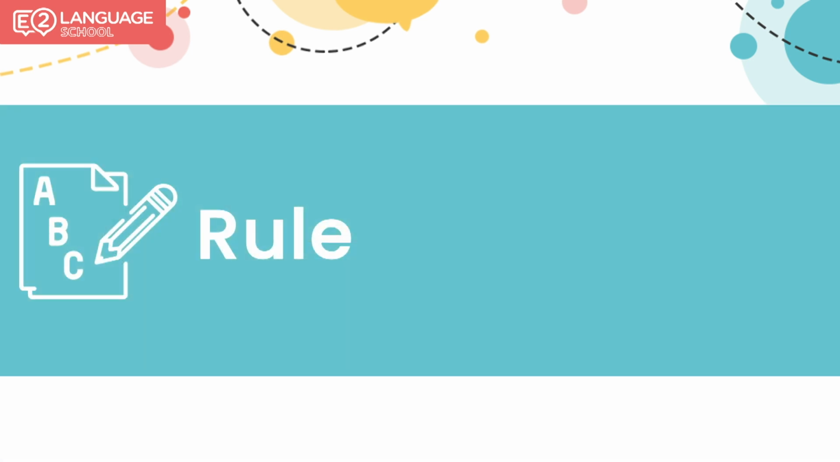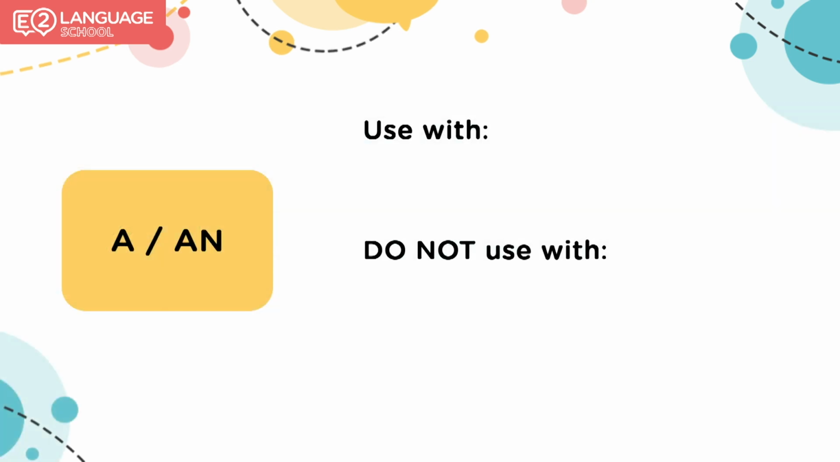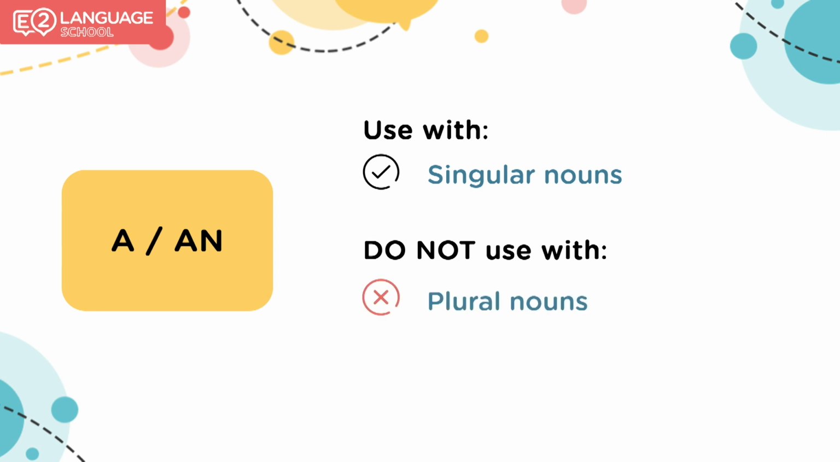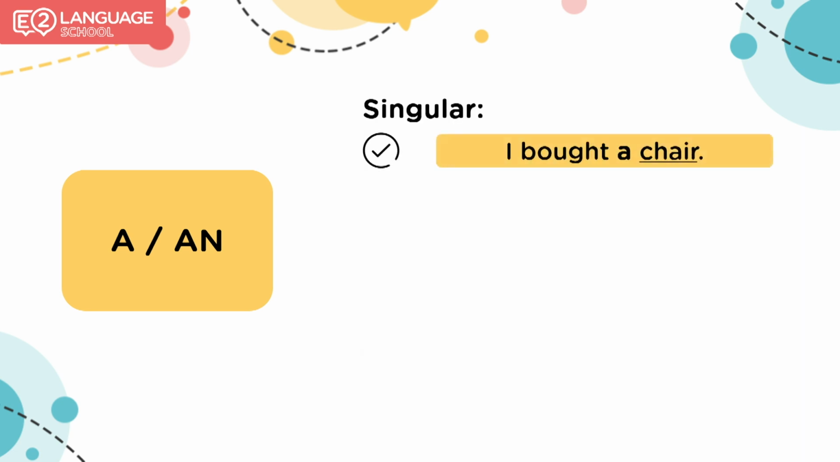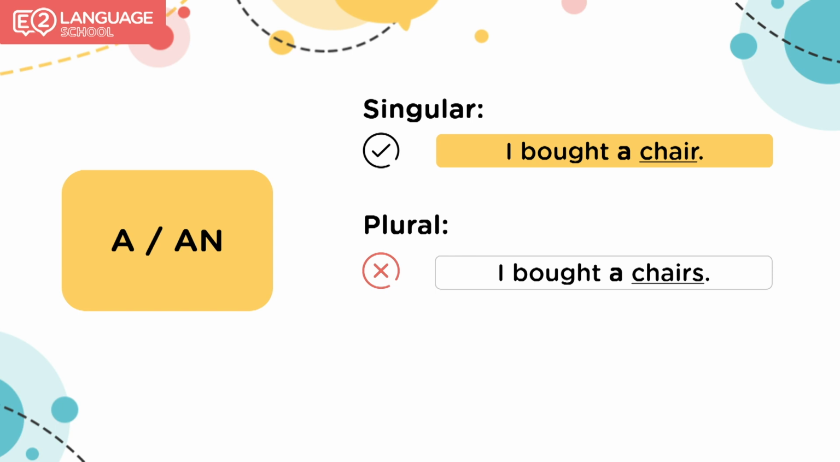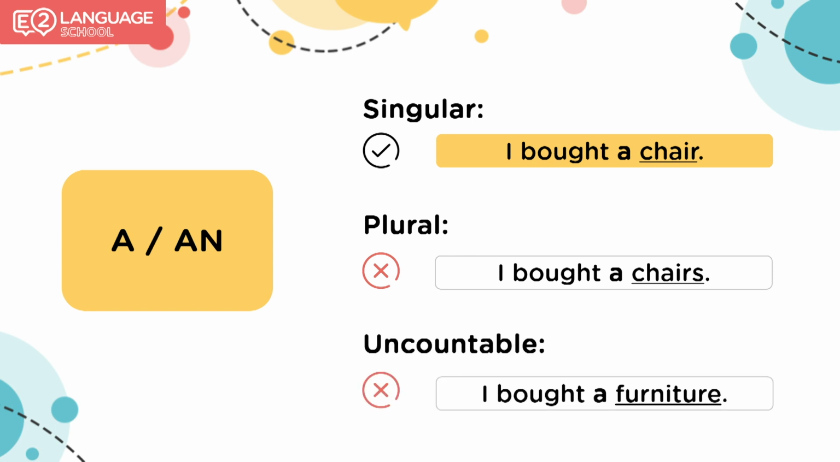Okay, moving on. Now it's time to look at the rule. So, the only time we use a and an is with singular nouns. We cannot use it with plural nouns or uncountable nouns. So, here are some examples. We can say, I bought a chair. We cannot say, I bought a chairs, or I bought a furniture.